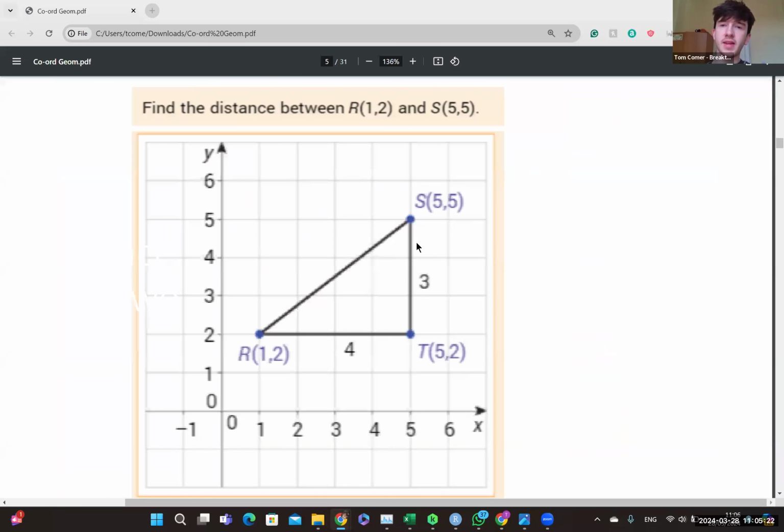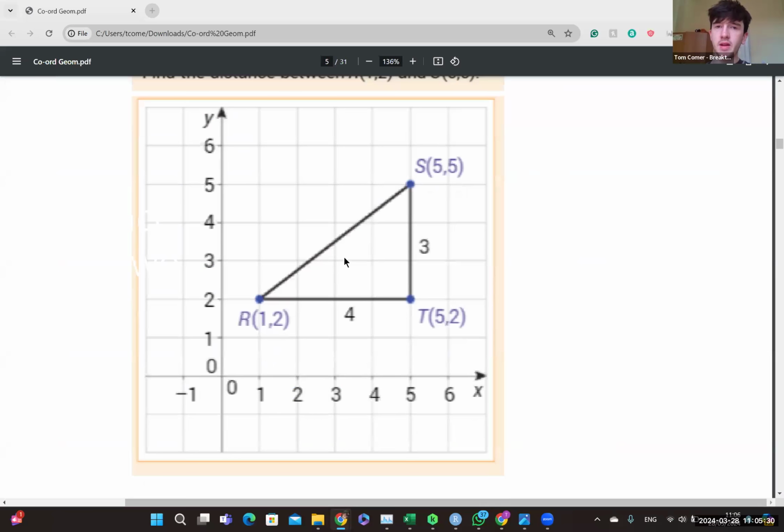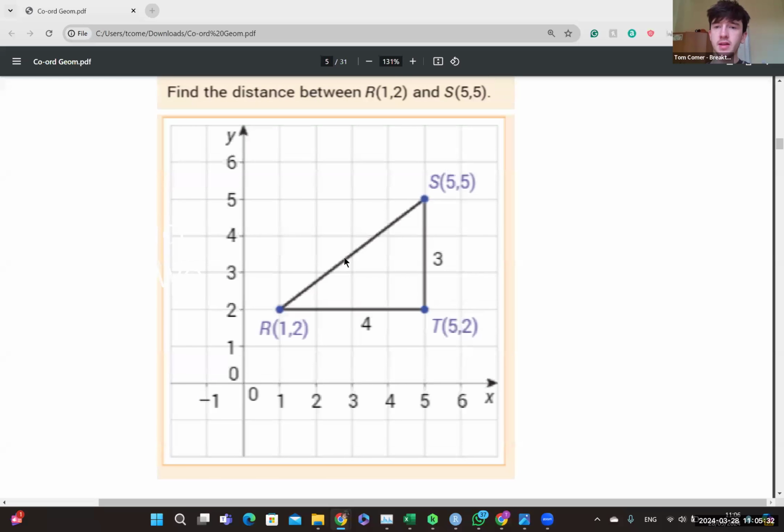We're looking to find the distance between R and S. Some of you might recognize this. This is a bit similar to trigonometry. Did this yesterday. But give that your best go, guys, okay? And when you're done, just text me your answer.